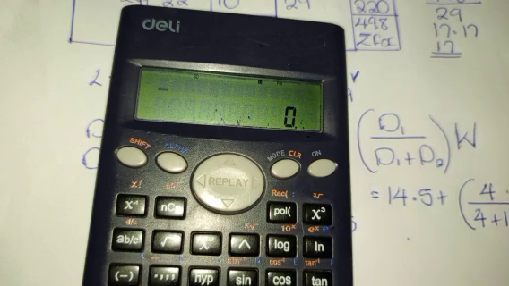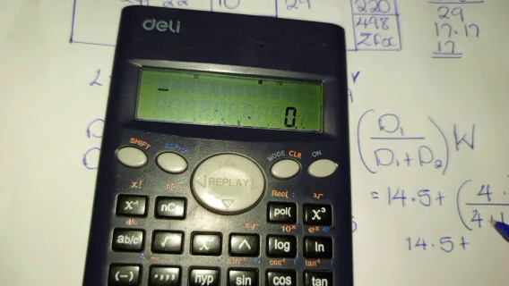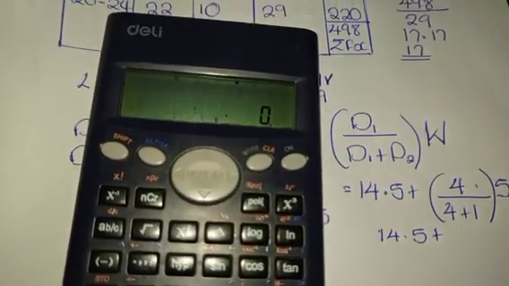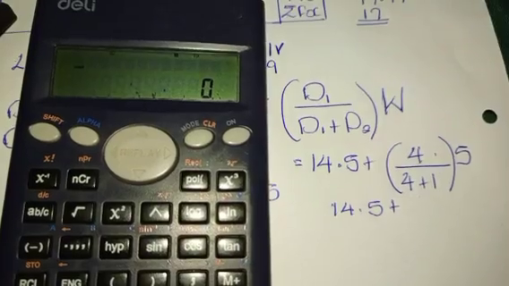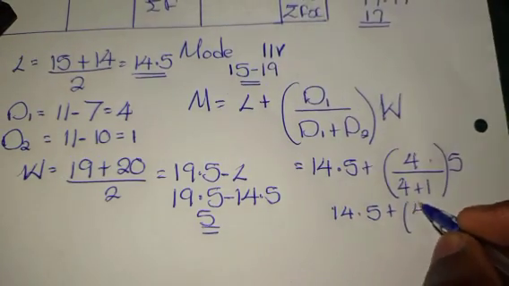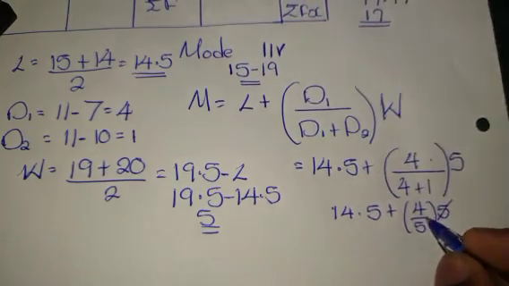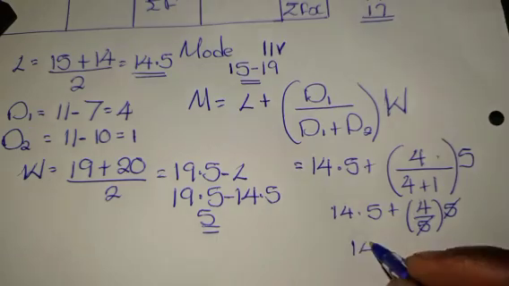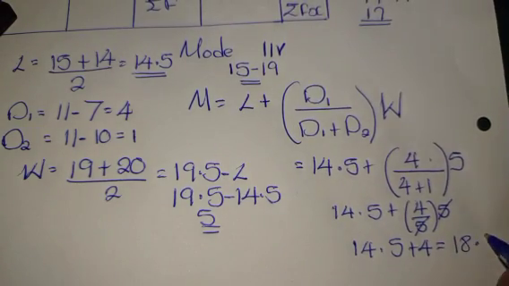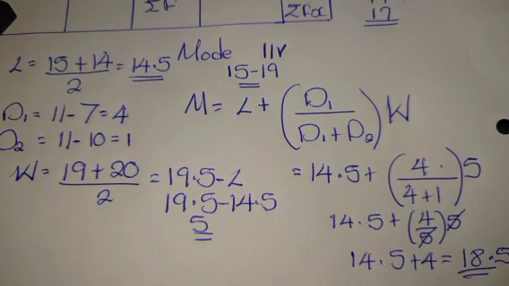So in short, we can just use basic mathematics here. 14.5 plus, remember, this 5 is equivalent to that 5, so they cancel out each other. Here we just add 4 plus 1, which is 5. Then we multiply this times that, and we can just cancel here. So we have 14.5 plus 4 remaining, giving us 18.5. So 18.5 is our mode.